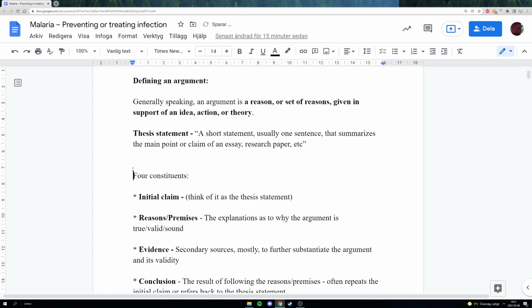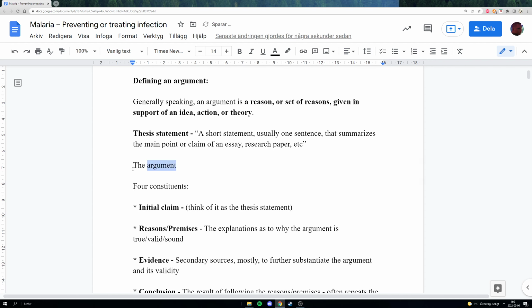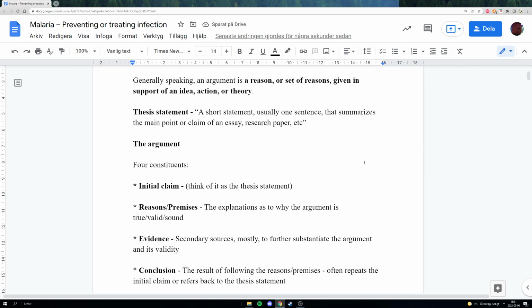Let me make a quick thing here, so we don't confuse that with the thesis statement. And also, as we just said, we went over the four main constituents of an argument: the initial claim, the reasons and the premises, the evidence, and the conclusion. Let's add the question what here, and as for the premises, they answer the question why.